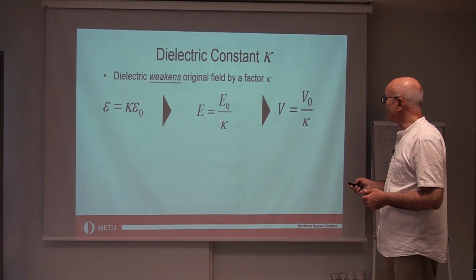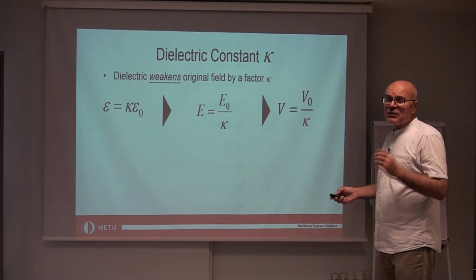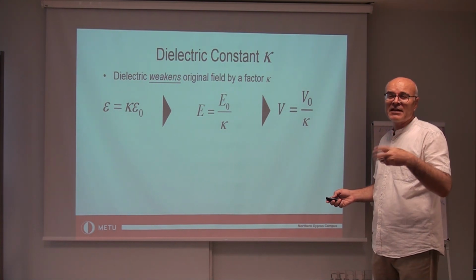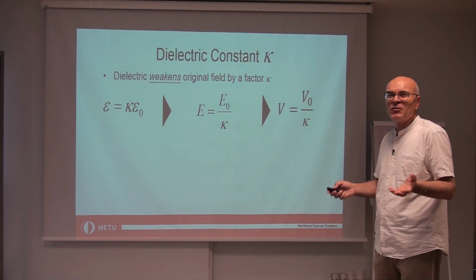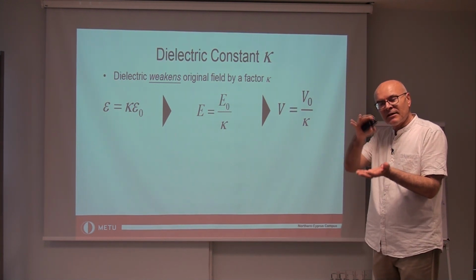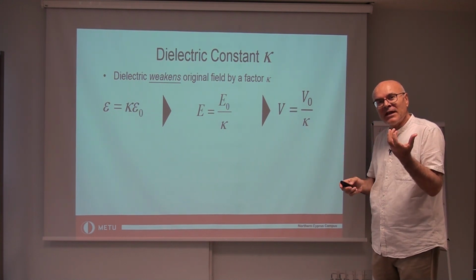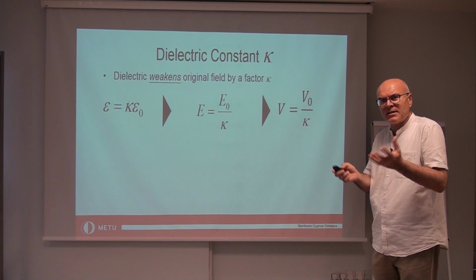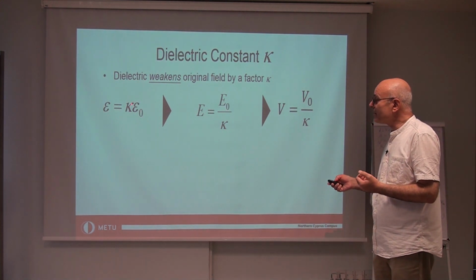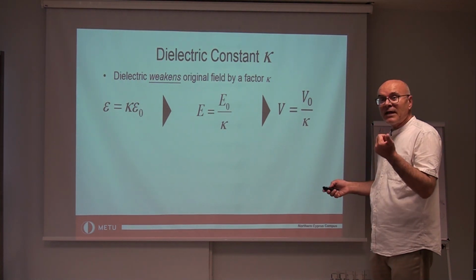So E goes to E0 over kappa. V, as a consequence, goes to V0 over kappa. We usually think of the dielectric as changing the permeability of space, because at the end, when you put a dielectric in the space between the two plates, it is no more free space, and so the permeability of that space is not epsilon naught anymore, because there is something else. So it enhances the permeability of the space by a constant which multiplies epsilon naught. So you can think of it this way.